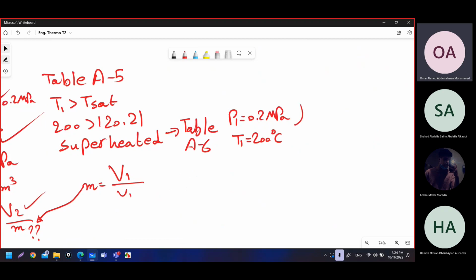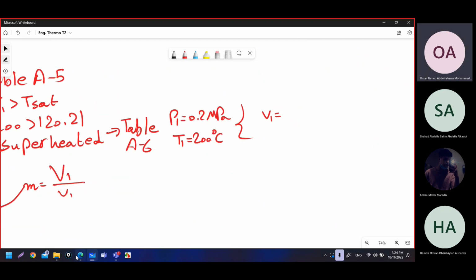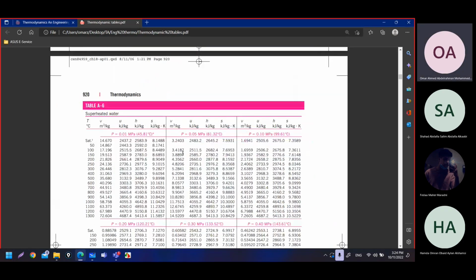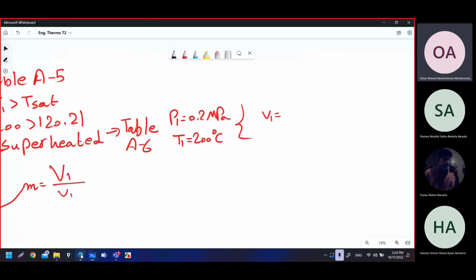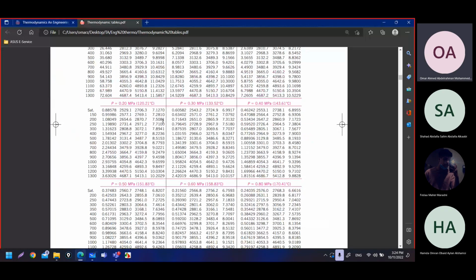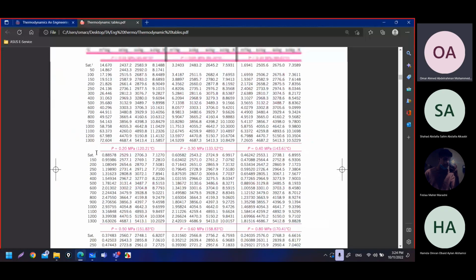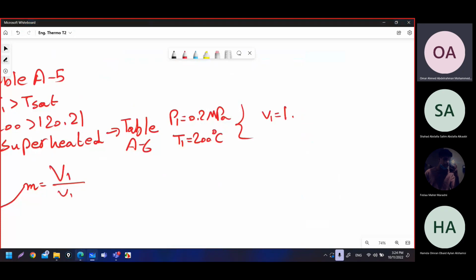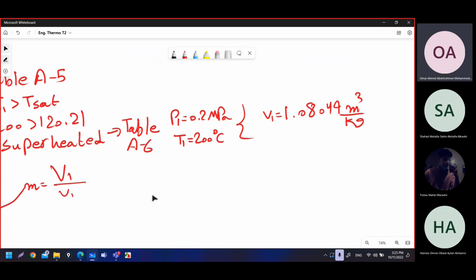I want to find V1, and it is equal to, from the table, if you go to table A6, at 0.2 megapascal and 200 degrees Celsius. So the specific volume V1 is equal to this value: 1.08049 meter cubed per kilogram. Okay, now I have found V1.